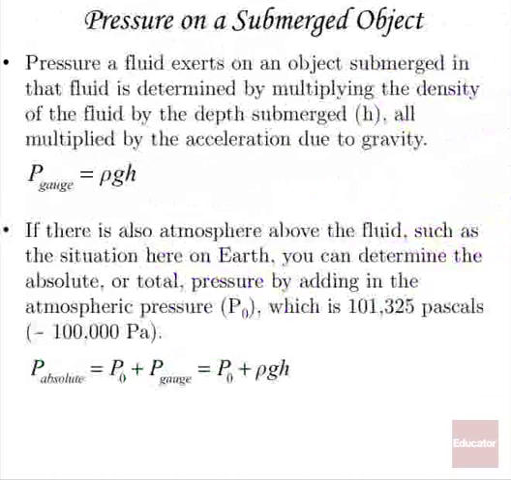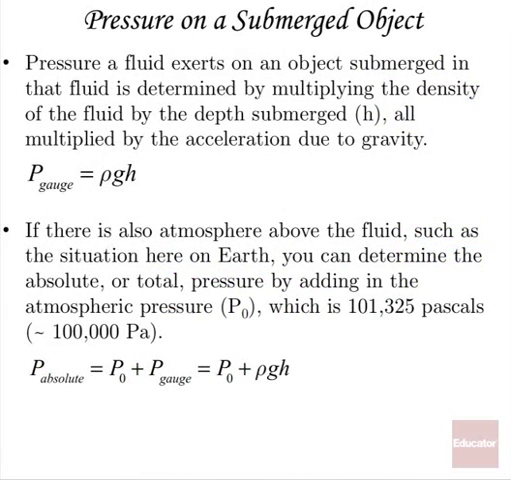Let's talk about pressure on a submerged object. The pressure a fluid exerts on an object submerged in that fluid is determined by multiplying the density of the fluid by the depth submerged, all multiplied by the acceleration due to gravity. We call that the gauge pressure: rho, density, times g times h. If there is also atmosphere above the fluid, such as the situation here on Earth, you can determine the absolute or total pressure by adding in the atmospheric pressure, which we'll write as P0, which is about 100,000 pascals. So absolute pressure is atmospheric pressure plus gauge pressure, P0 plus rho, where rho is the density of the fluid, gh.